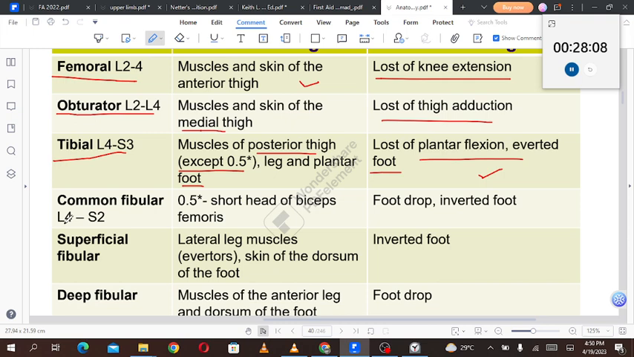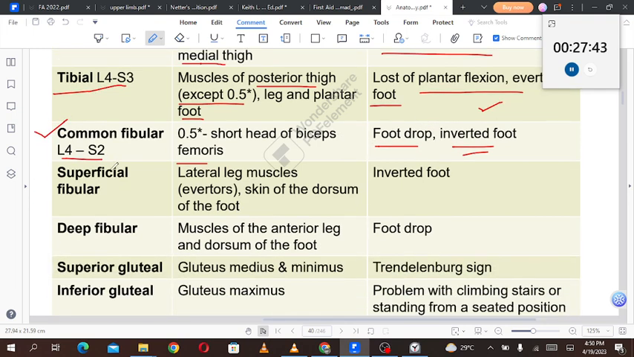So the common fibular nerve, the root value is L4 to S2, supplies the short head of the biceps femoris. Okay, so the short head of the biceps femoris is supplied by the common fibular nerve, and if that is damaged, we can find foot drop and inverted foot. So remember that these nerves, tibial and the common fibular nerve, are branches of the sciatic nerve. So if there is damage to the common fibular nerve, that can result in foot drop.